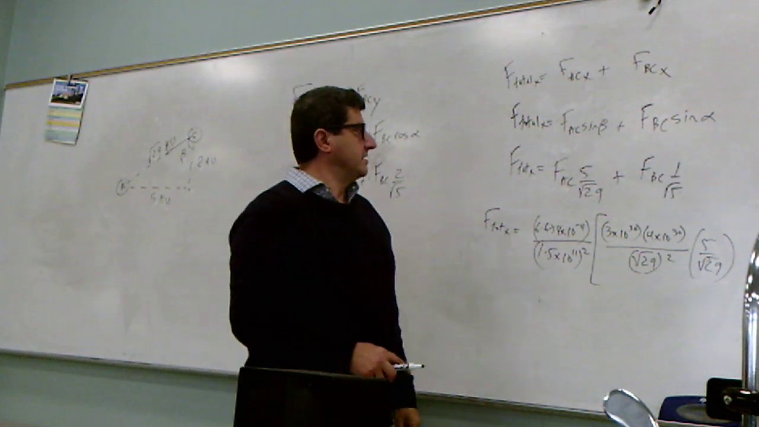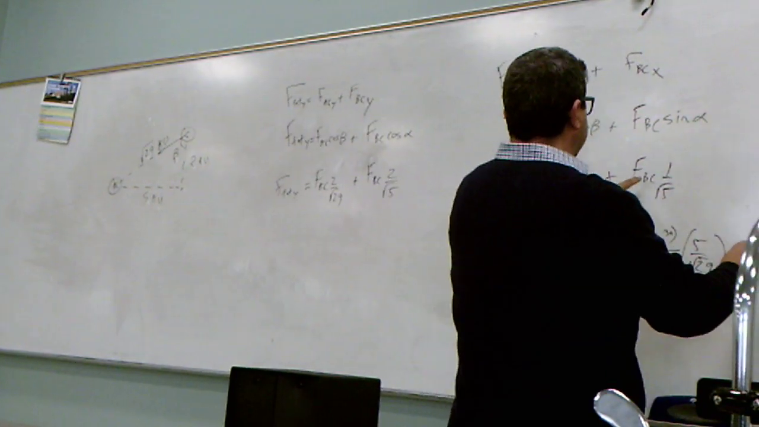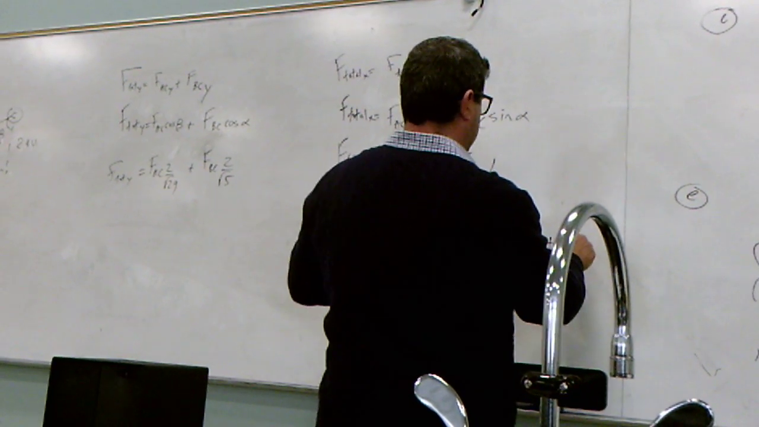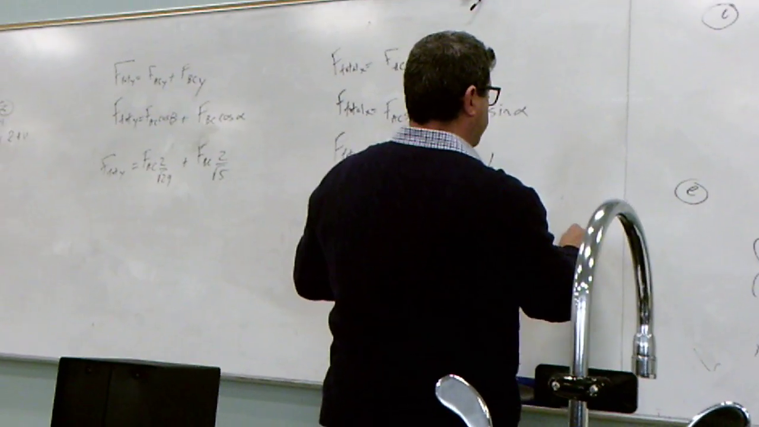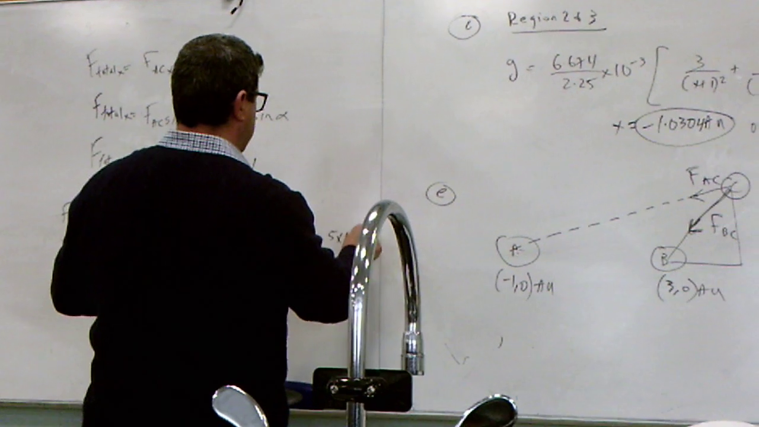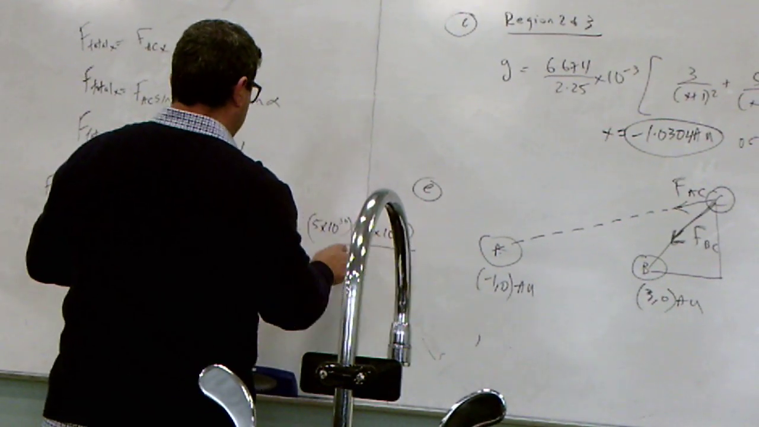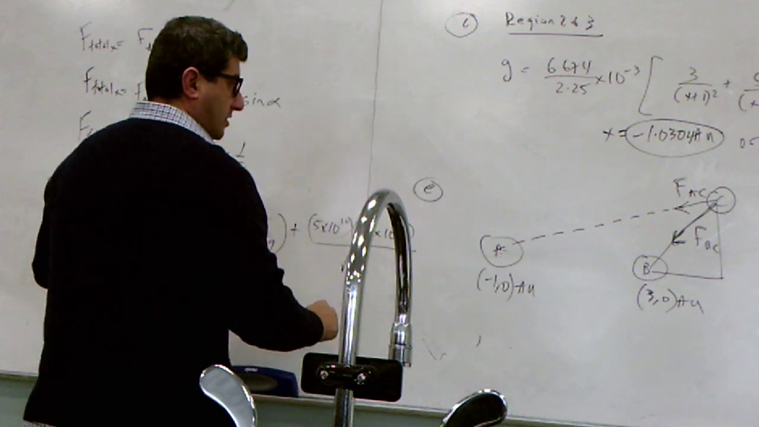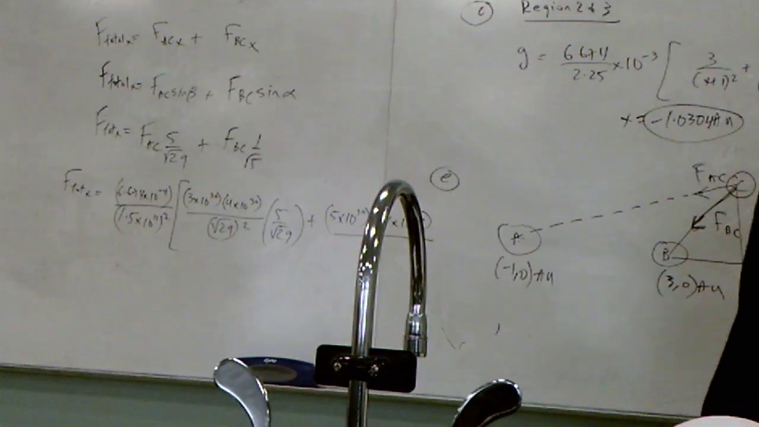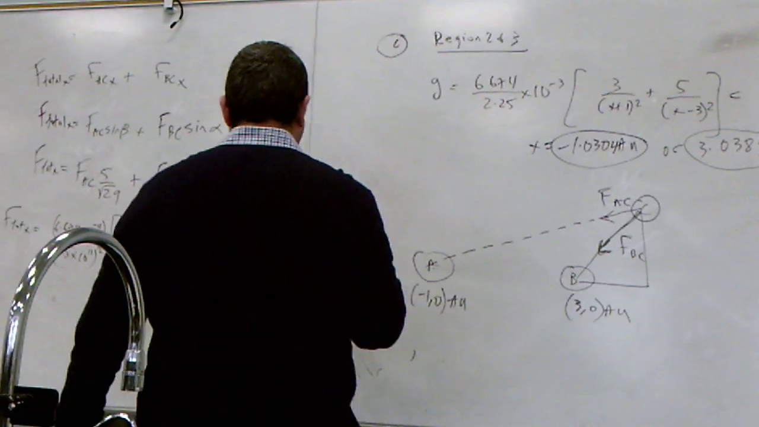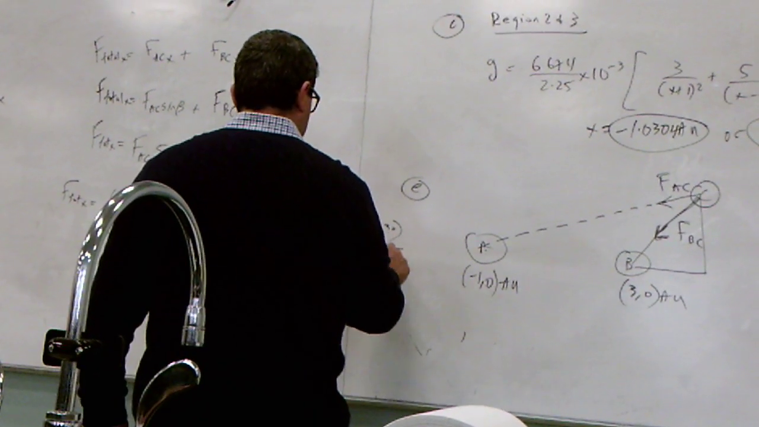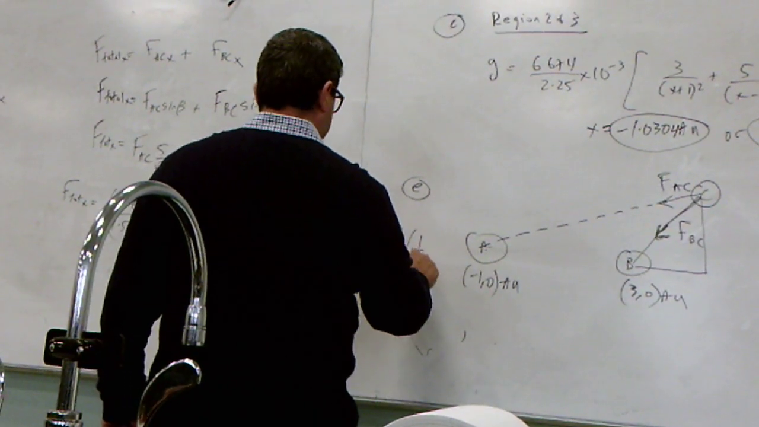You see. And then we add this to the mass of star B, which is 5 times 10 to the 30th. 4 times 10 to the 30th over square root of what? Square root of 5 squared. Square root of 5 squared times 1 over root 5.